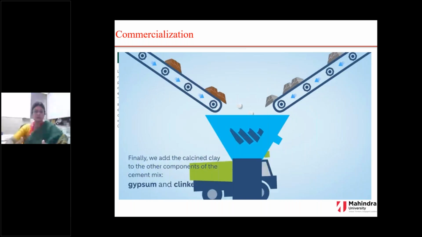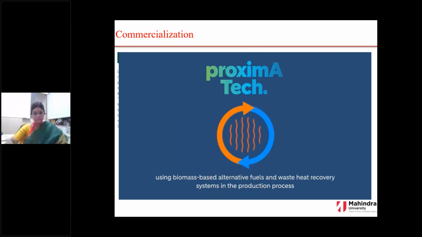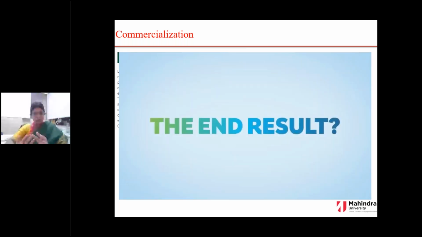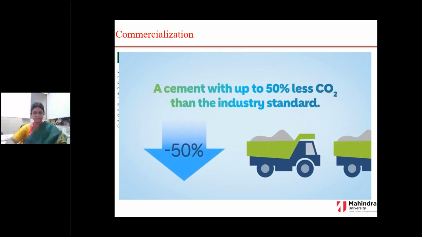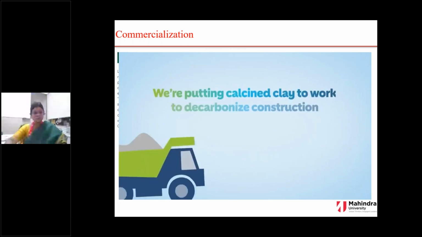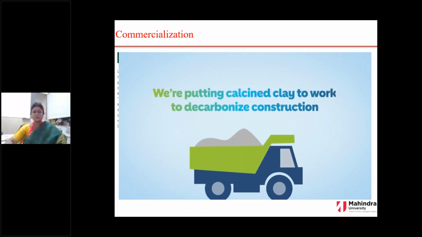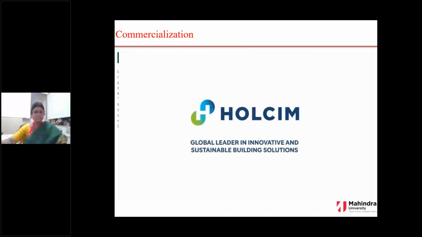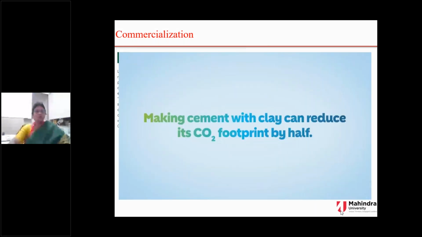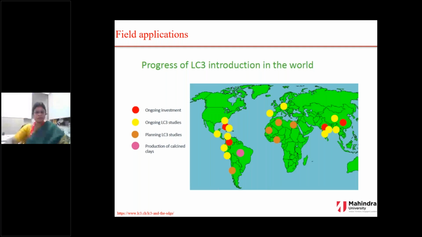But Holcim is using their proprietary technology, which we call Proxima Tech, which reduces emissions further. They are using bio-based alternative fuels and also some waste heat energy. Thereby, the end result is they are getting 50% less CO2 than the industry standards. So they are putting calcined clay to work in order to decarbonize construction. So this is how Holcim's calcined clay has come into the picture in developing LC3 commercialization. So this is the progress of LC3 throughout the world.